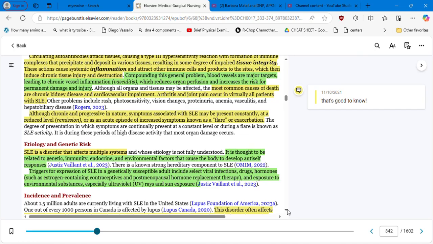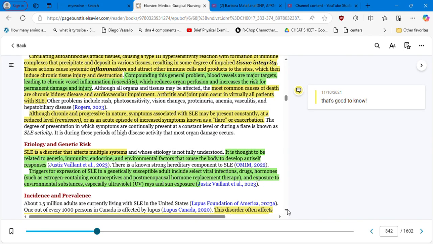Compounding this general problem, blood vessels are major targets, leading to chronic vessel inflammation, vasculitis. That's why this is a systemic condition, right? Which reduces organ perfusion and increases the risk for permanent damage and injury. So when we have organ lack of perfusion, we don't have good oxygenation. That is why it puts the organs at risk for permanent damage and injury. Most common causes of death are chronic kidney disease and cardiovascular impairment. Arthritis and joint pain occur in virtually all patients with systemic lupus erythematosus.